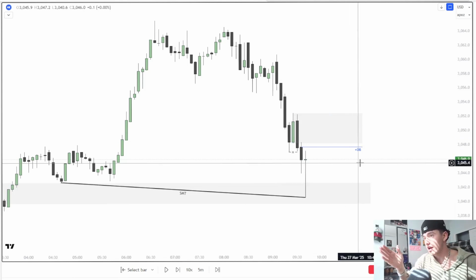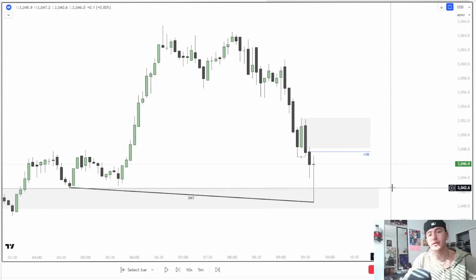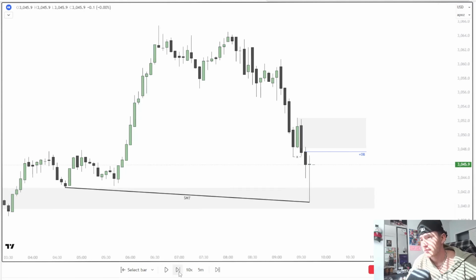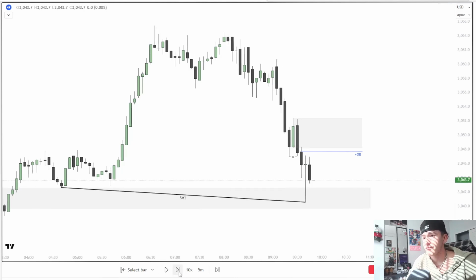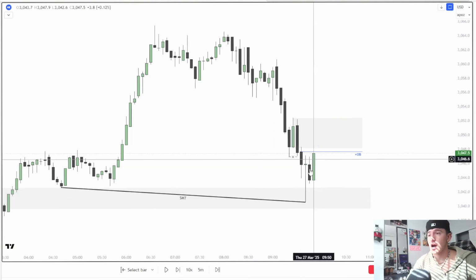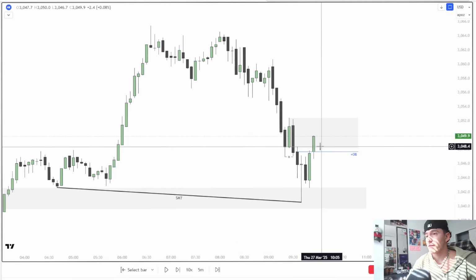But let's play out price a little bit more because all we had was our fair value gap tag and our SMT. So we have step 1 and 2. Now we're just waiting for the confirmation for step 3 to get our execution. Now if I play out price even more, we don't have the closure here, not yet. We close above right there.